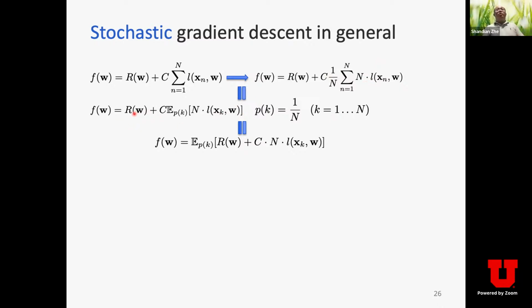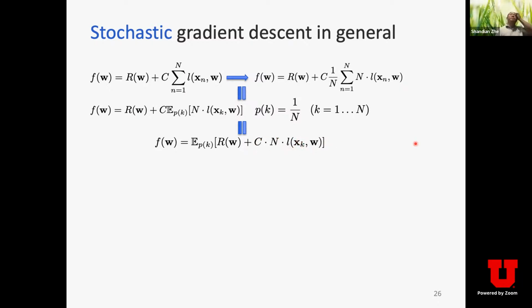And of course, R of W is constant with respect to K. That means you can just move this regularization term inside the expectation. So then you can rewrite your objective function as an expectation of this term: R of W plus C times big N times the loss at xk.